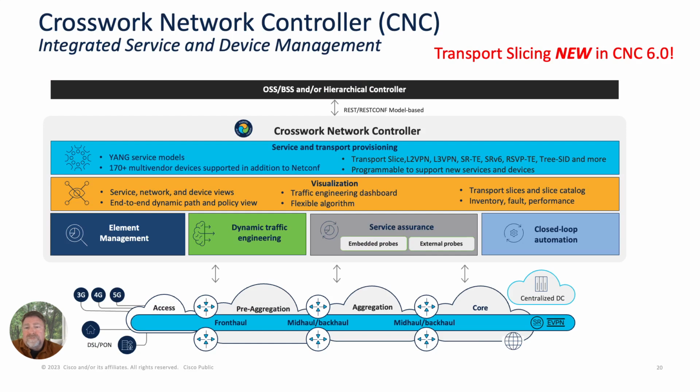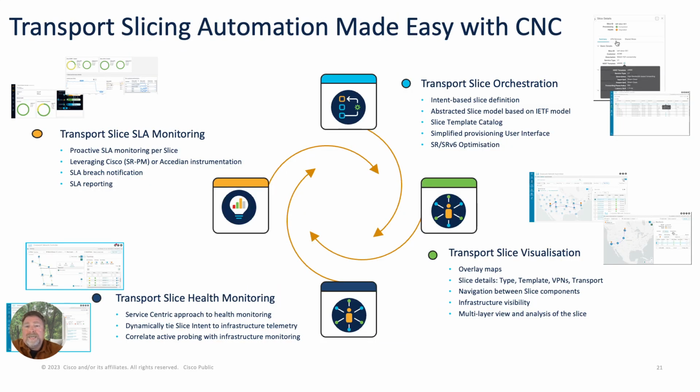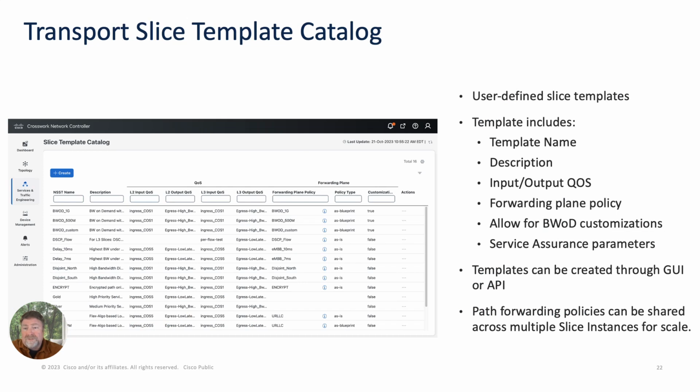So at the root of all of this is our Crosswork Network Controller product, which is delivering the slicing functionality in the 6.0 release, which is shipping this month. What's nice about the Crosswork Network Controller product is it handles orchestration of the slice, visualization, it monitors the slice, and then it verifies the SLA of the slice. So it is a complete life cycle of capabilities.